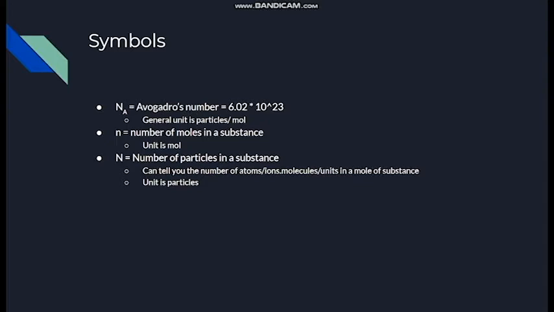Small n refers to the number of moles in a substance, and this unit is simply mole. Large N indicates the number of particles within a substance. So, this can tell you the number of atoms, ions, or molecules, units, that are present in 1 mole of a substance, and the unit is usually particles, but this can also change depending on what we're looking at. It can also be ions, it can be molecules, it can be whatever the question at hand has. And whatever this unit is going to be, NA's unit is also going to be per mole. And again, we'll take a look into this more later on.